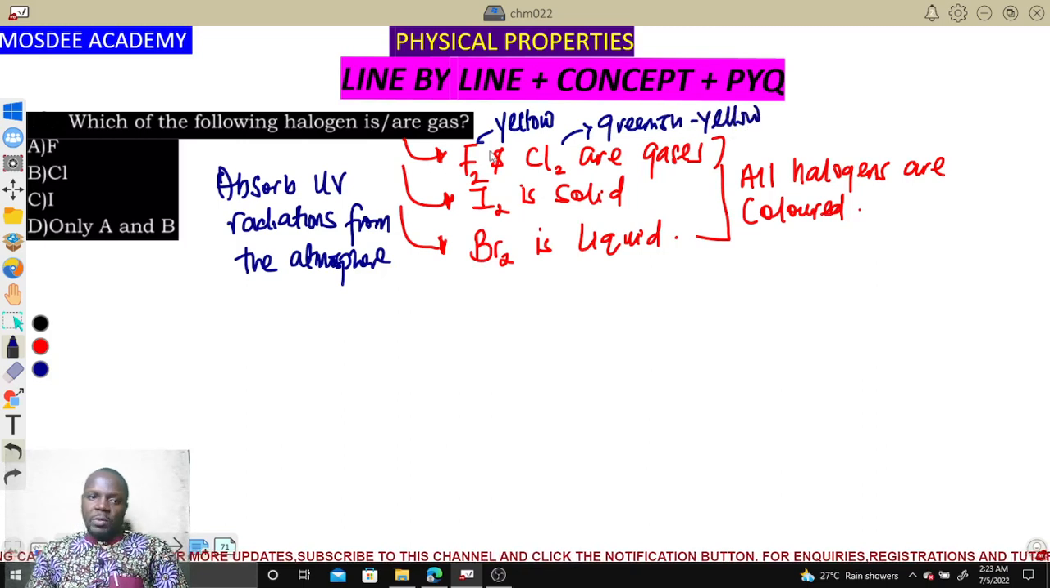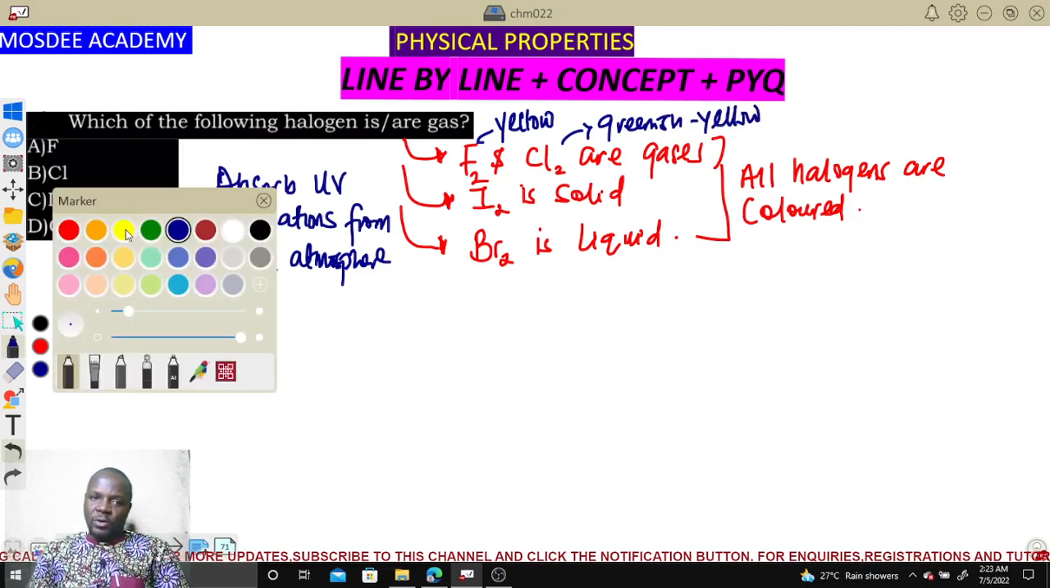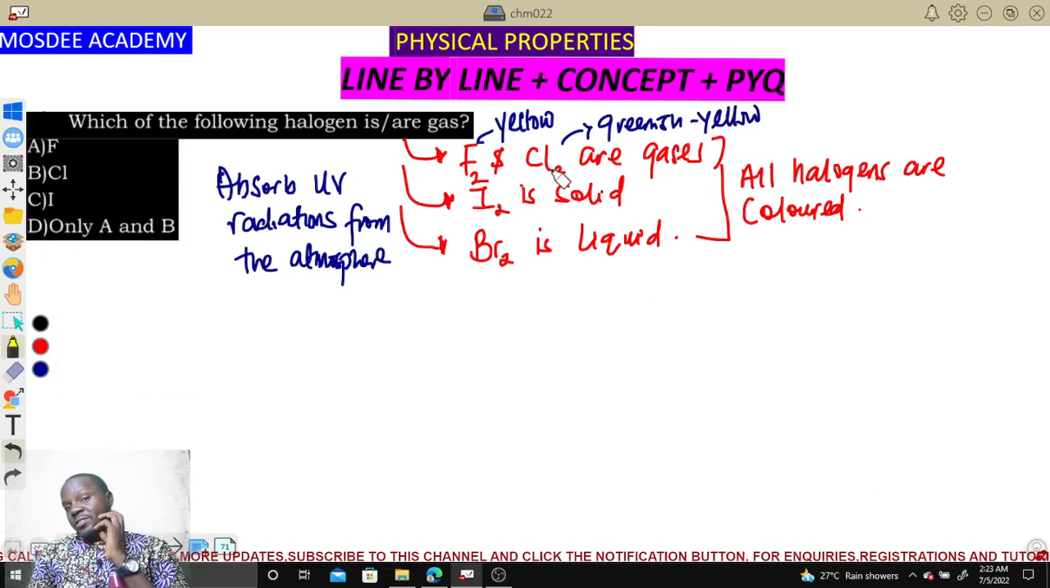Maybe I should have used yellow marker. My admin here like yellow very well. But I always think yellow is not writing well.